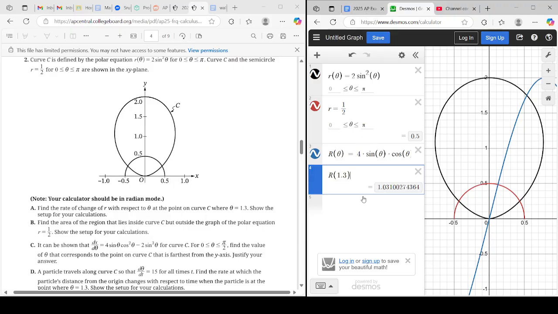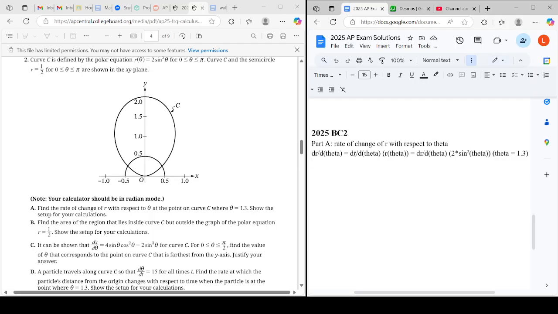Based on our answer here, we got a derivative, and we're going to keep this because we'll need it later. Here you'll see it's 1.031. So from the calculator, the part A answer equals 1.031. That's a pretty easy point. I'm assuming that part is only going to be worth 1 point.